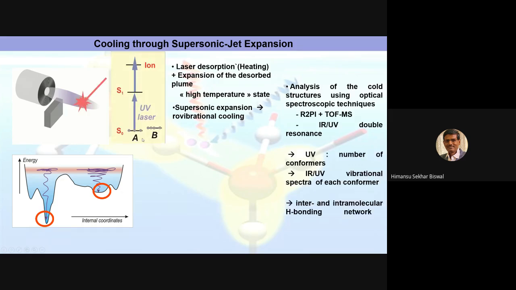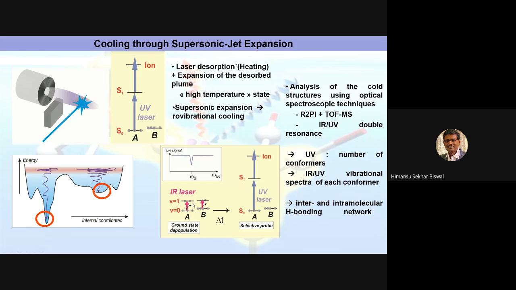As I said, you need the UV laser. The first laser takes the molecule from the ground state to the excited state. The second laser takes the molecule from the excited state to the ion state. Then you have a mass signal. When you have an ion, you can have a mass signal.